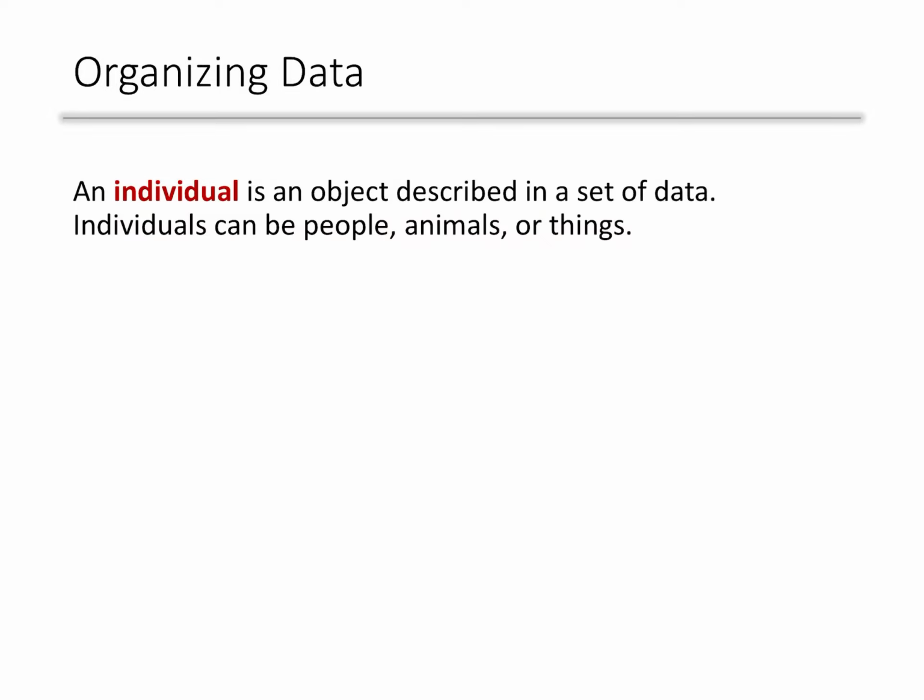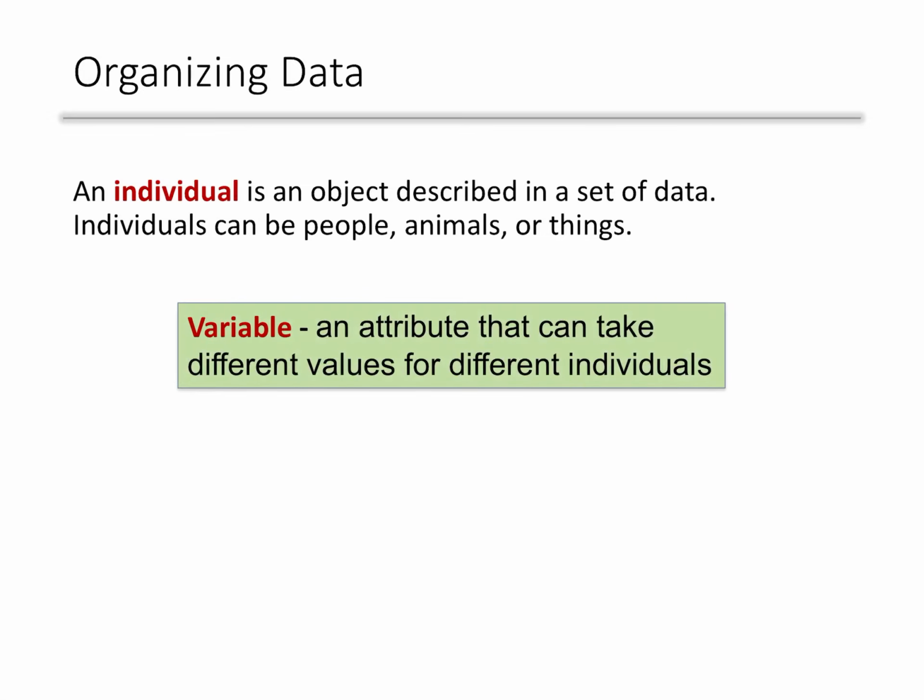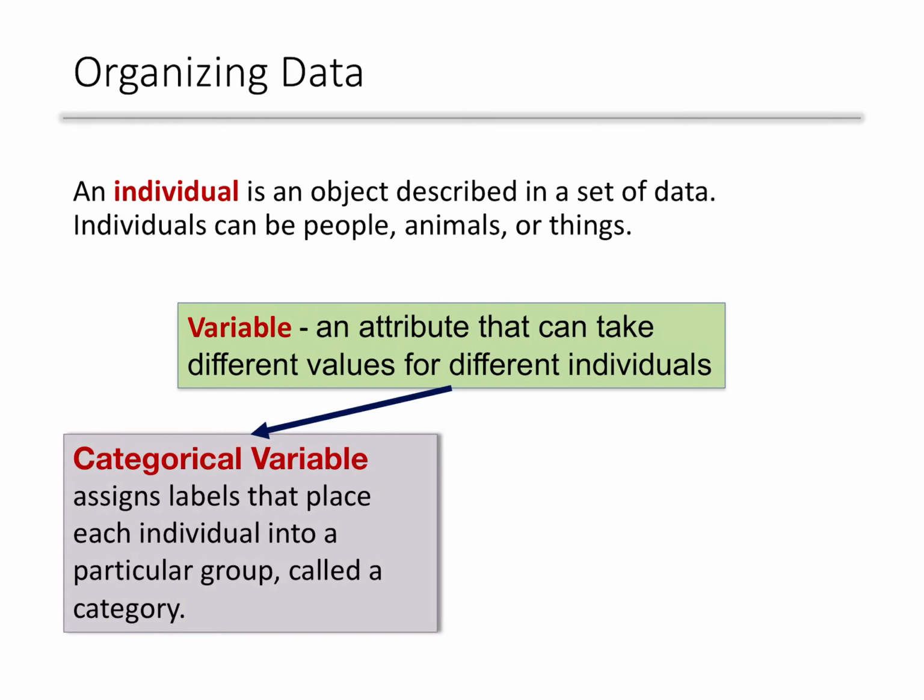So the first one is what an individual is. It's an object described in a set of data, and they can be people, animals, or things. On each individual, we're going to find what is called a variable, which is an attribute that can take different values for different individuals. For example, maybe it would be the hair color of an individual, so everybody could fit into a different category. Variables have two different kinds.